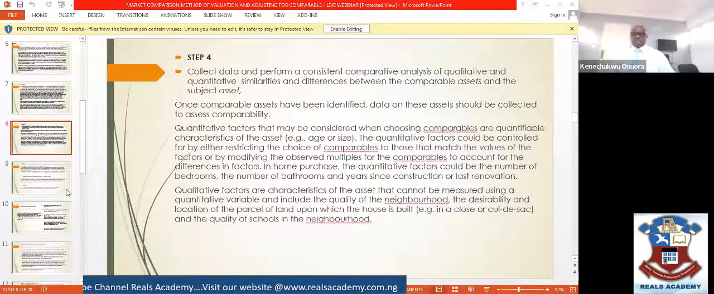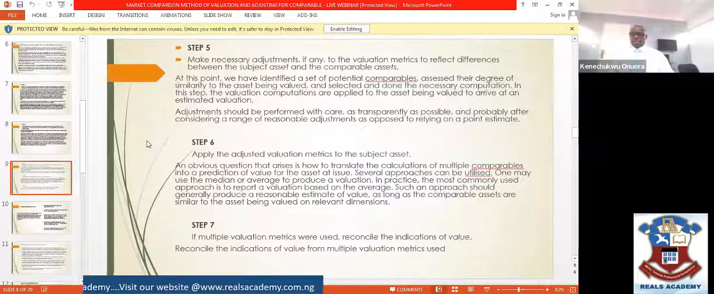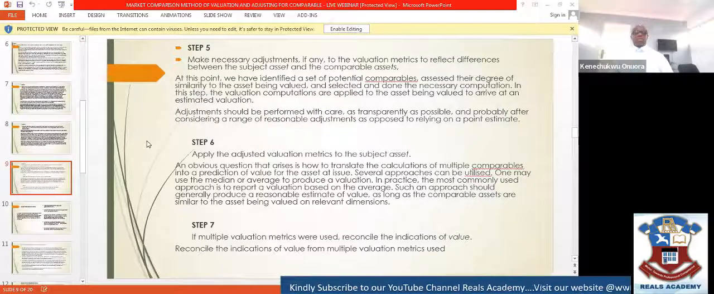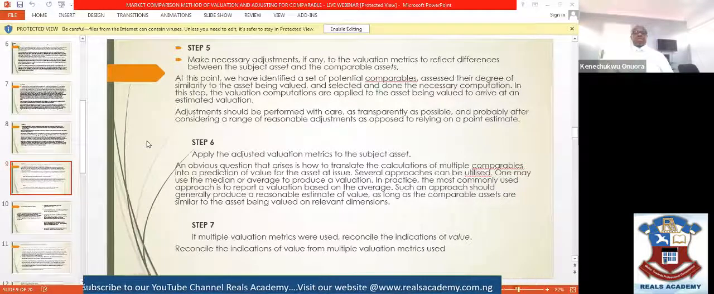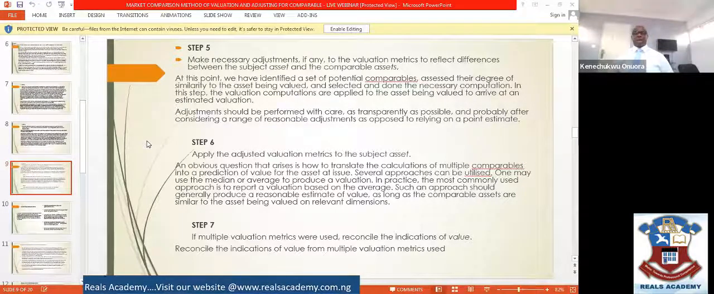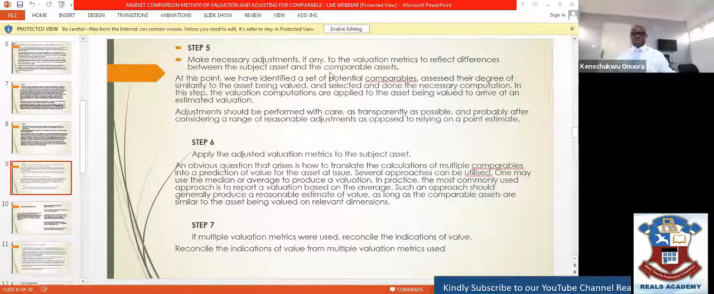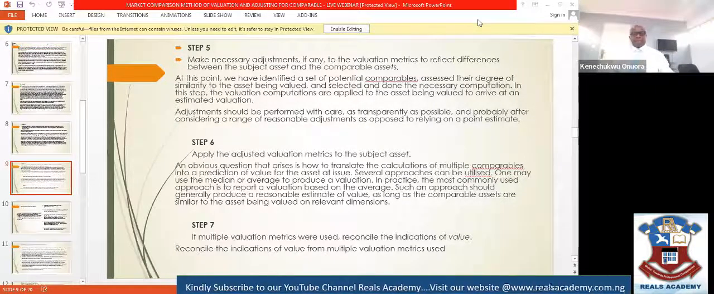Step 5 is to make necessary adjustments, if any, to the valuation metrics to reflect the differences between the subject asset and the comparable assets. By the time you have identified all the adjustments, you begin to check the differences, all the elements of adjustment, and know where and how to adjust as appropriate. Step 7, if multiple valuation metrics were used, then you need to reconcile them. When you reconcile them, you get an indication of value.